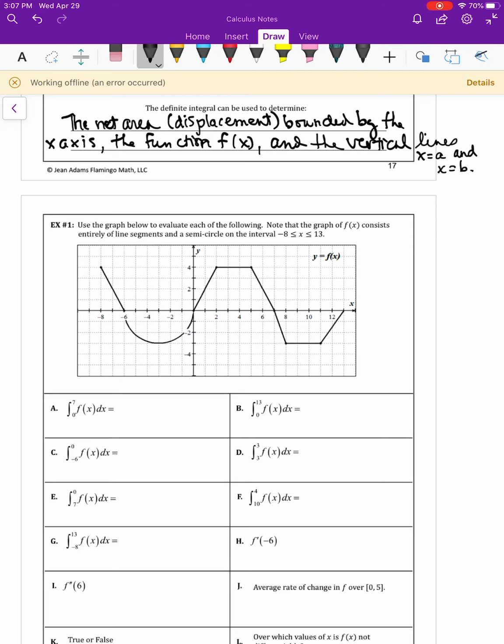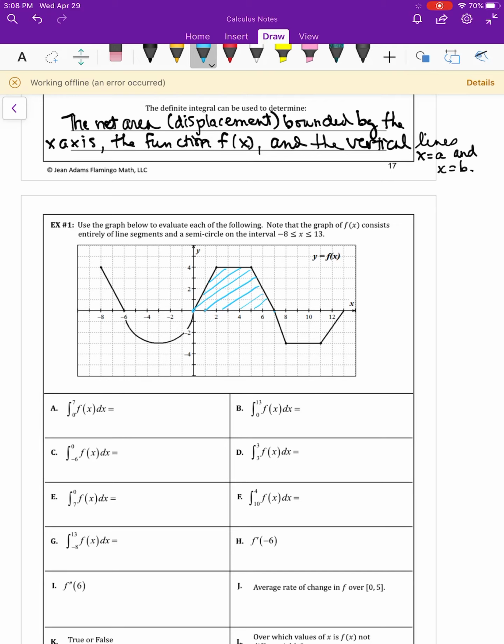So example number 1, use the graph below to evaluate each of the following. Note that the graph of f of x consists entirely of line segments and a semicircle on the interval -8 to 13. So part A, the integral from 0 to 7 of f of x dx. Here's my 0, and here is 7. So we're talking about all of this area. It's all positive because it's all above the x-axis.